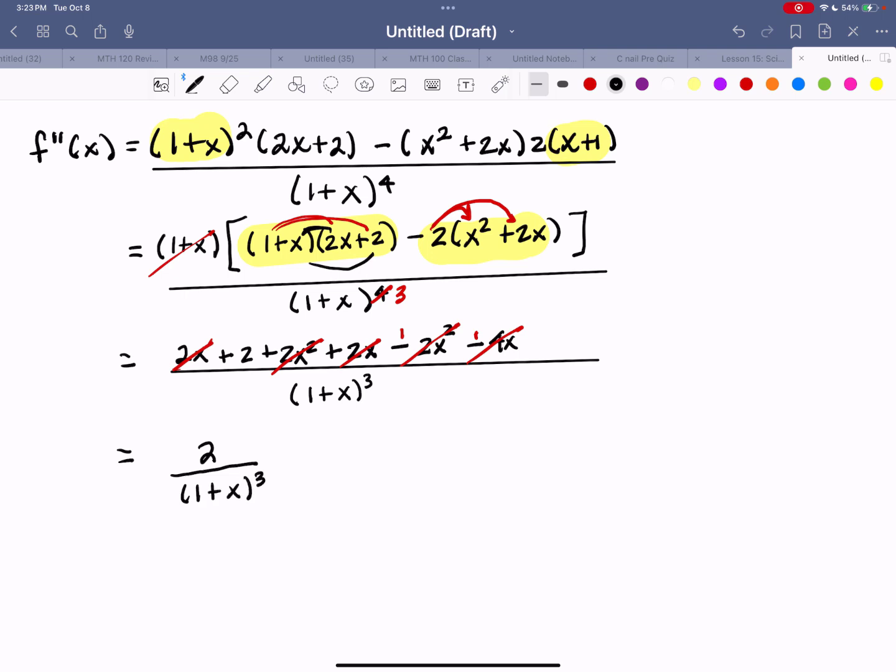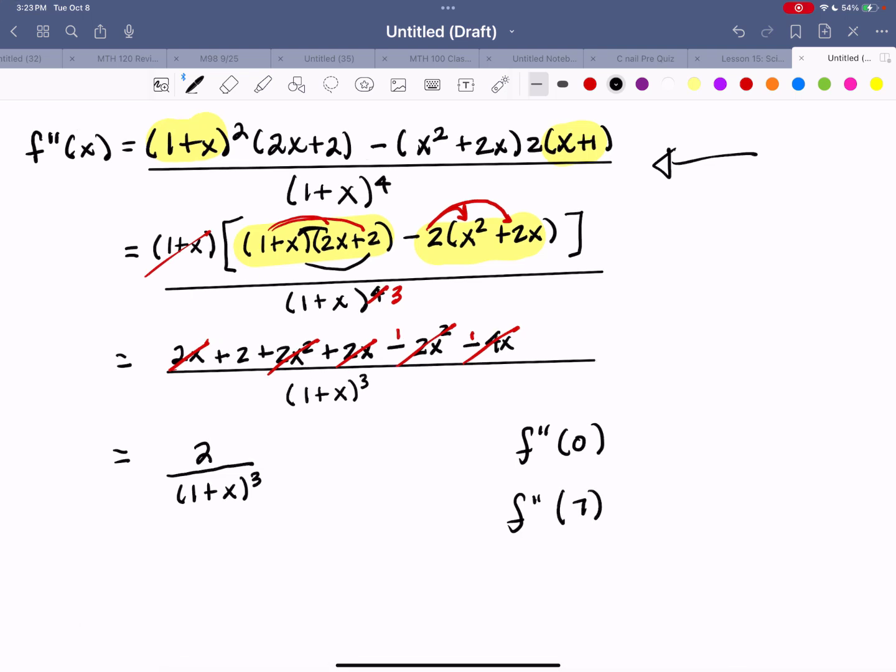And that's going to be a whole lot easier to evaluate than it would have been if we put it here in this one that's not simplified. Now remember what they ask us to find. They ask us to find the second derivative at 0 and the second derivative at 7. Okay. So now that I have that easy to evaluate expression, I will just plug it in.